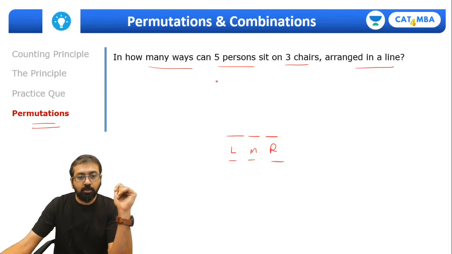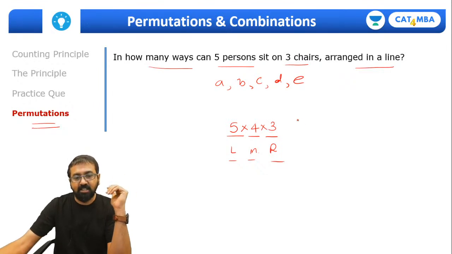So what are the total number of ways? Let me just show you 5 people, A, B, C, D, E. On the first chair, any one of 5 persons can sit, and then on the second chair, anyone from the remaining 4 can sit, and on the third chair, anyone from the remaining 3 can sit. So this is nothing but 5P3.